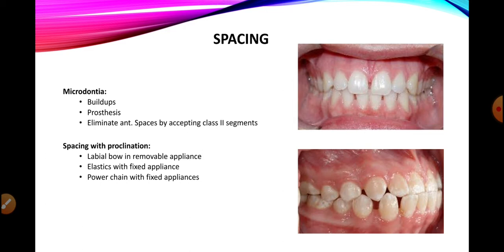So, if there is spacing that is present with proclination, then in that case we can use either removable or fixed appliances. And the removable appliance in the case of spacing with proclination can be a labial bow in a removable plate that can be activated to close the spaces. Or when we are using fixed appliances, then intra-arch or inter-arch elastics can be used to close the spaces, or a power chain can be used to close the spaces.